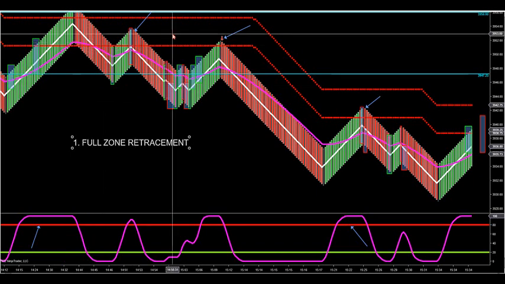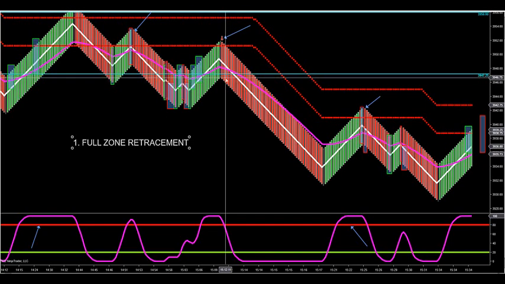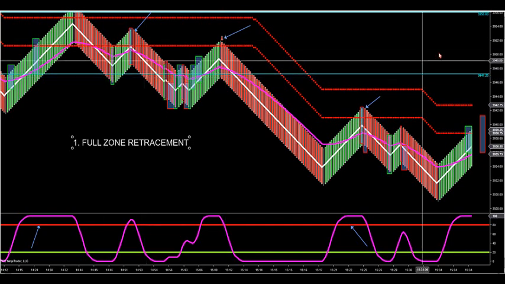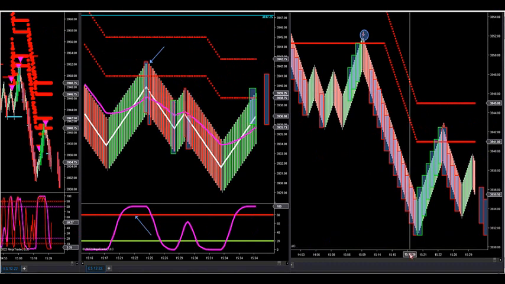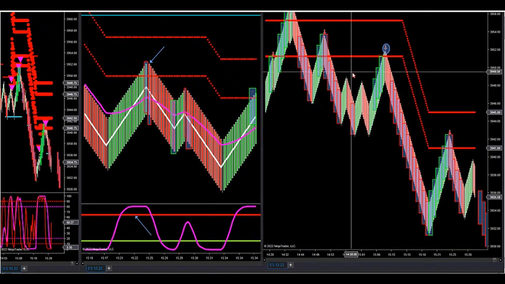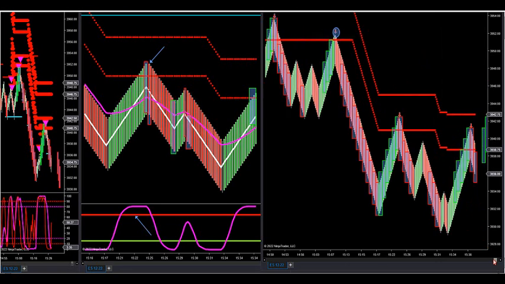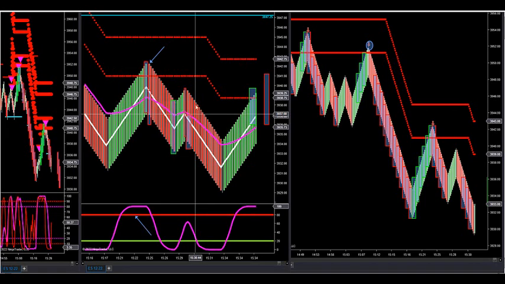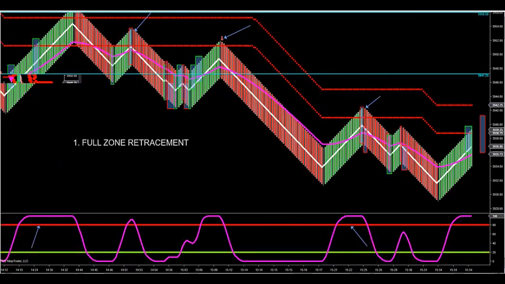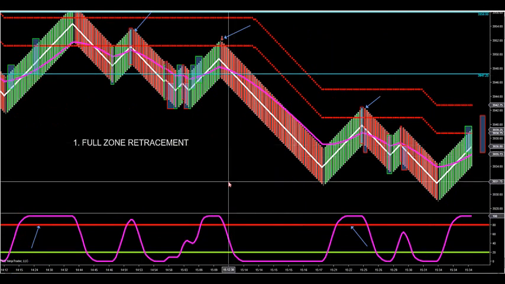That's a full retracement: getting inside the zone, either off the 120 with a larger stop or using a smaller stop, getting inside the zone and checking down to our smaller time frame where it fires these arrows automatically, like it did here at the close on these setups, where you get these trades that fire off. So that's a full zone retracement.